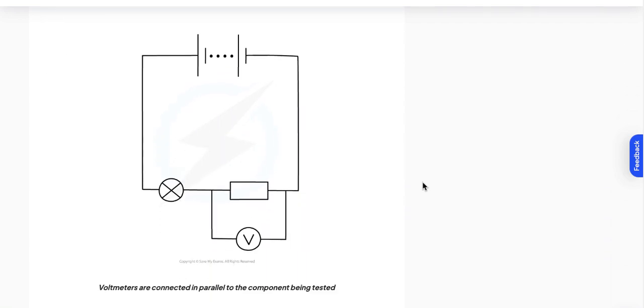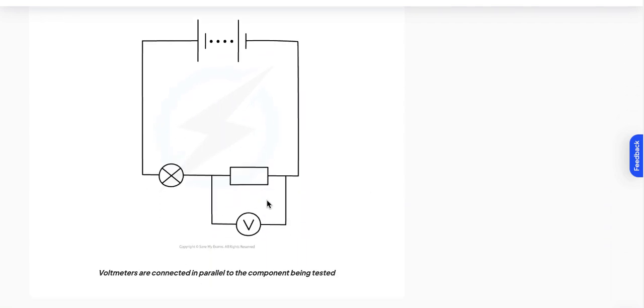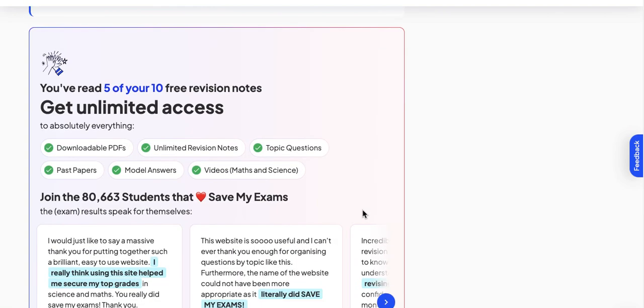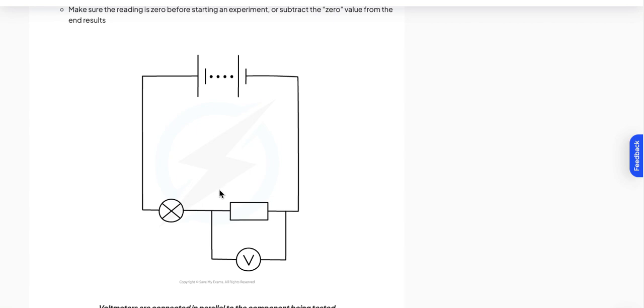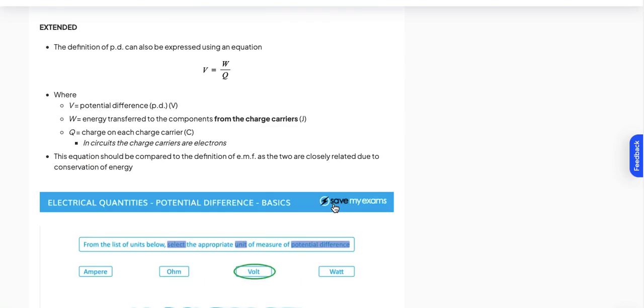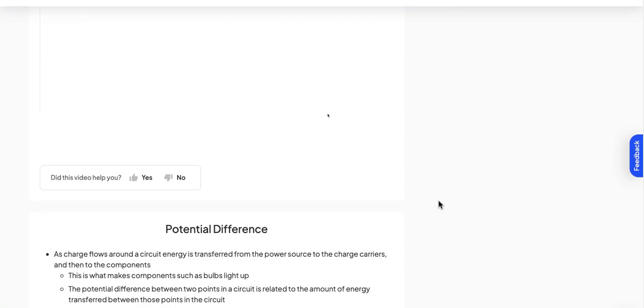Okay, so this is how to connect. If you want to measure the voltage across this resistor, you connect the voltmeter in parallel to this resistor. This is how we connect the voltmeter. And if you want to measure across the bulb, you also connect the voltmeter parallel to the bulb. So with this we come to the end of the first section.